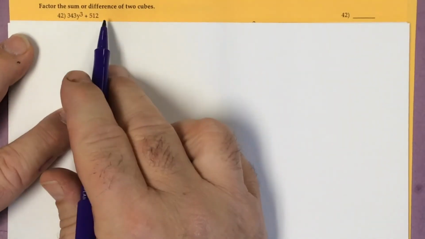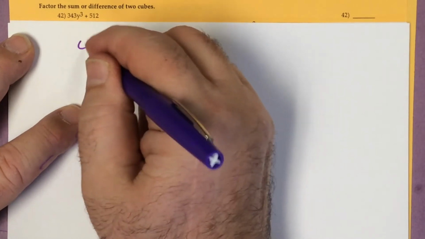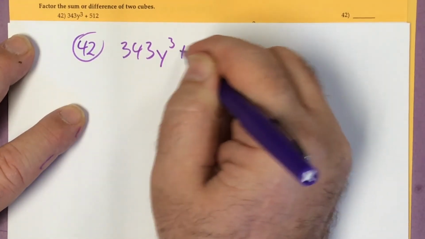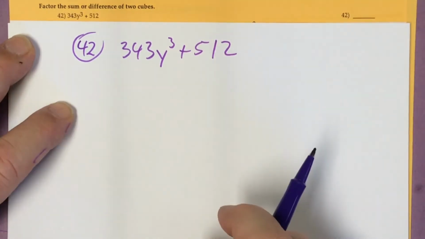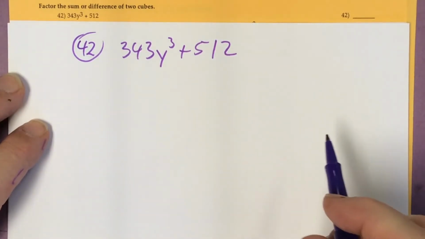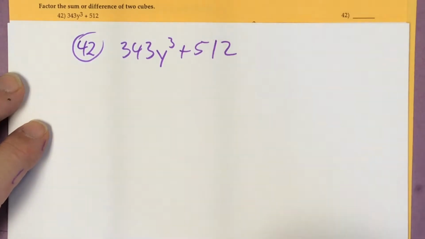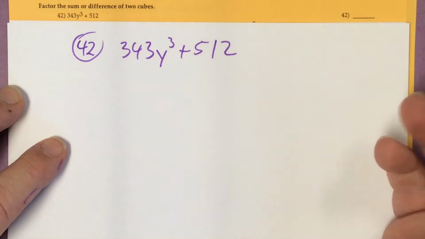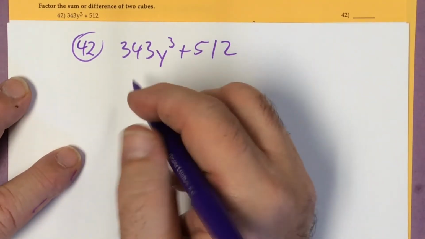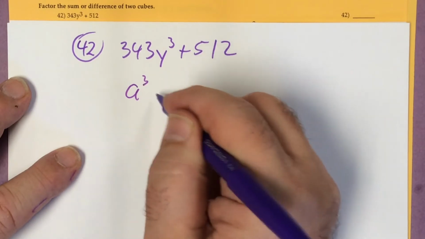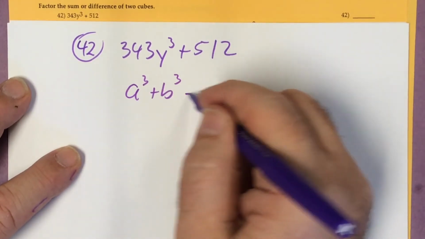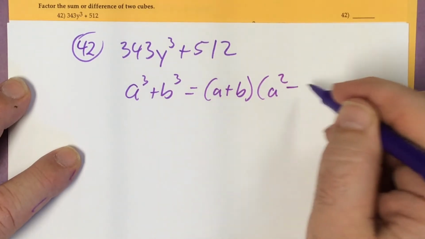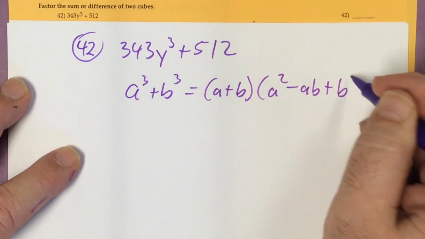So it tells you exactly what to kind of look for in the question. So 42 reads 343 y to the third plus 512. So your calculator should have like a cube root button, or you may have to take a certain number and raise it to that to figure out what this is. So the formula for the sum of perfect cubes is a to the third plus b to the third. Well, that's going to equal a plus b times a squared minus ab plus b squared.